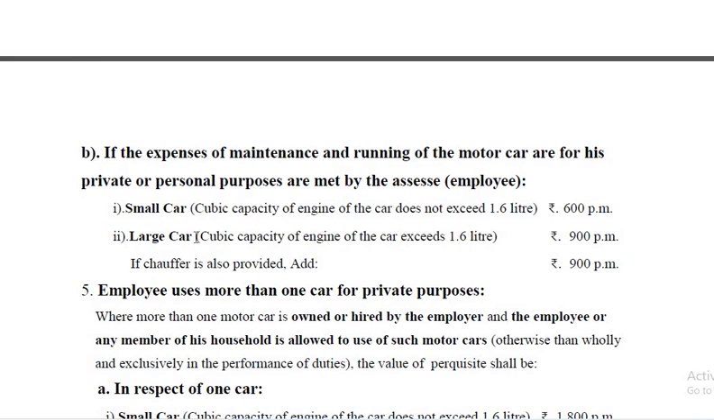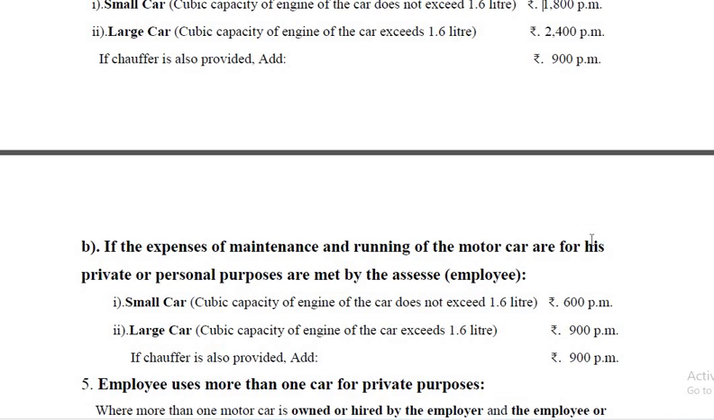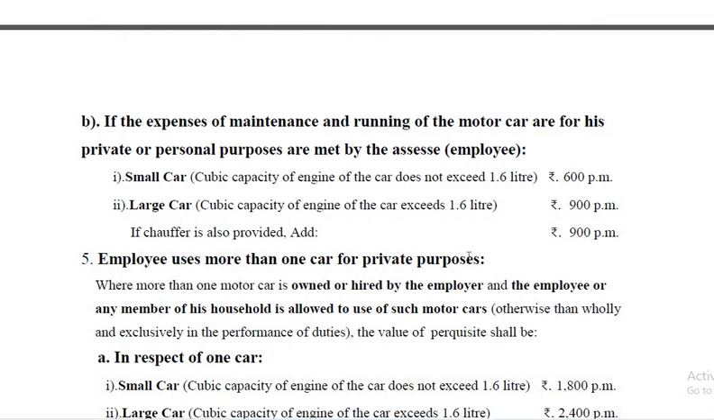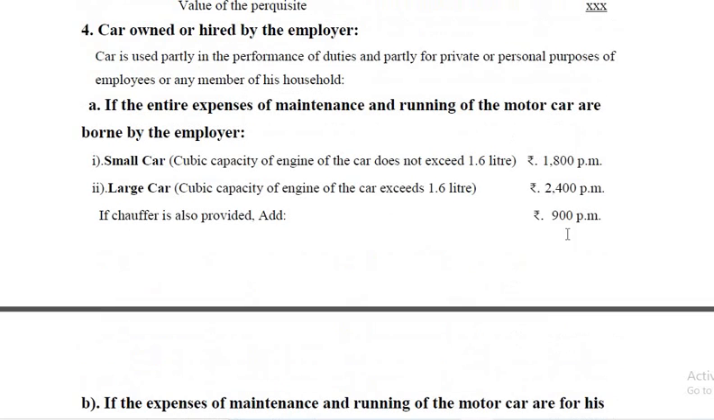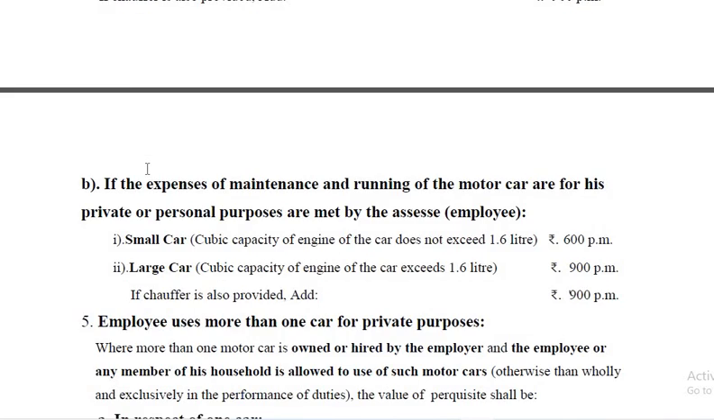Whereas if the car is a bigger one or larger one, then 900 per month. In the previous case, it is 2,400 per month. And driver's salary remains the same. So this is about a car owned or hired by the employer, but used for both official and private purposes by the employee or any member of his household. Then it depends upon running and maintenance expenses borne either by the employer or employee, again based on whether the car is a small one or a large one.